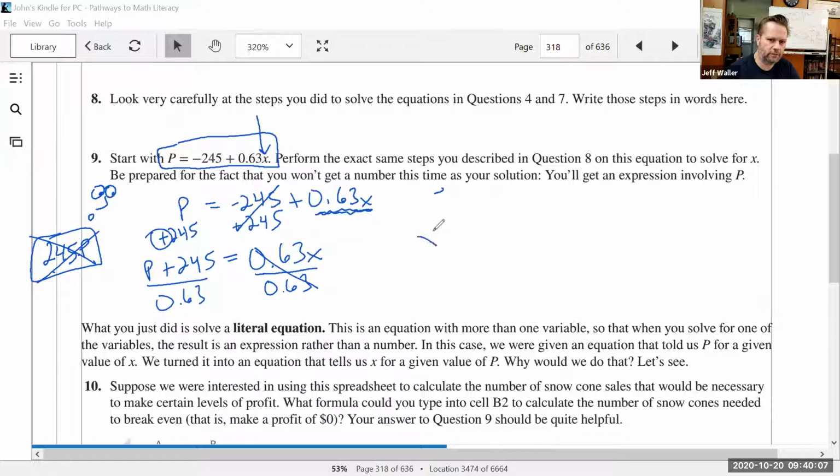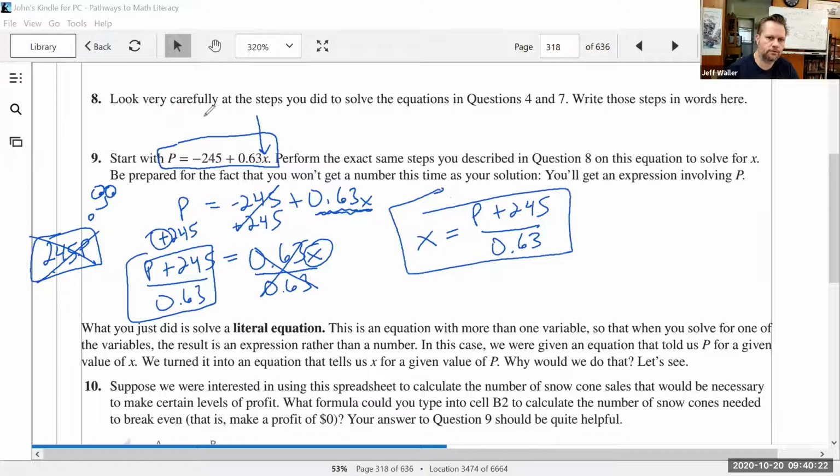So let me collect what we got. These cancel, so I got x equals (P plus 245) over 0.63. This equation is good if I know the number of snow cones and I want to know what the profit is based off of that. This equation is good if I know what profit I want to make and I want to figure out how many snow cones I have to sell.